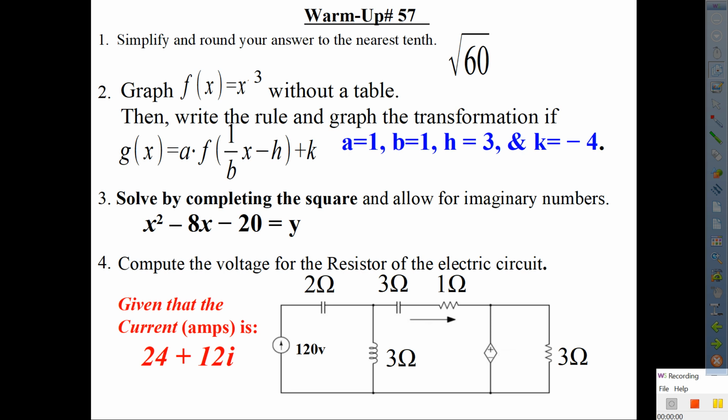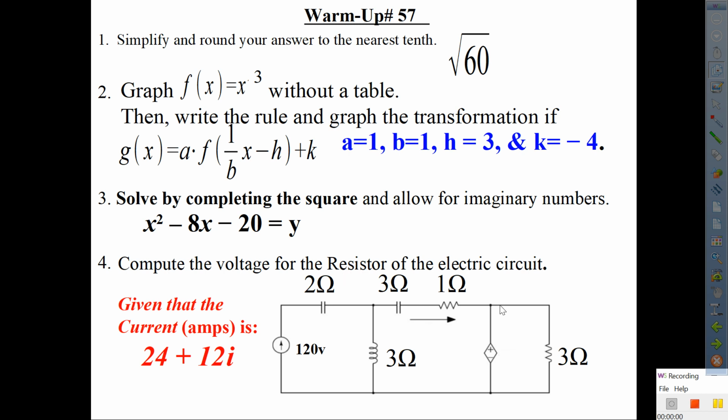For number 3, it says solve by completing the square, and they give us the equation x squared minus 8x minus 20 equals y. And the last one has a circuit, same circuit that we've been using all week. The current 24 plus 12i, and they want us to find the voltage for the resistor.